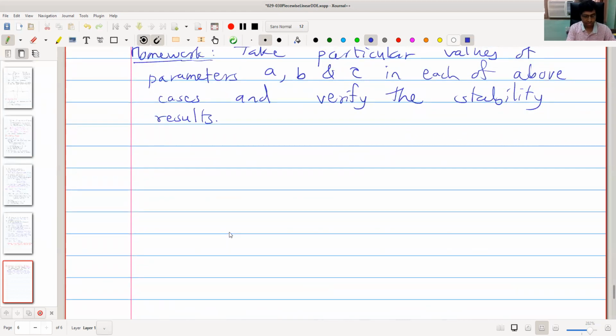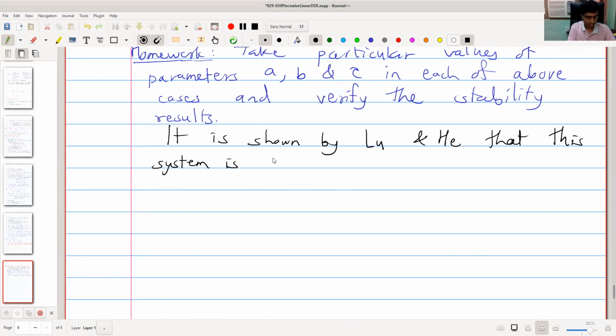As we discussed last time, this example is taken from one research paper by 2 mathematicians, Lu and He. It is shown by Lu and He that this system is chaotic for some values of parameters.